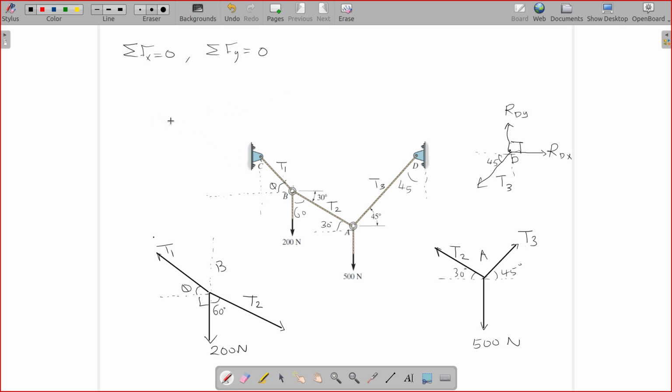Now what about junction C? Junction C, just like the junction B, you have two reaction components and tension from the rope. Reaction at C in y direction, we'll call it RCY and RCX.